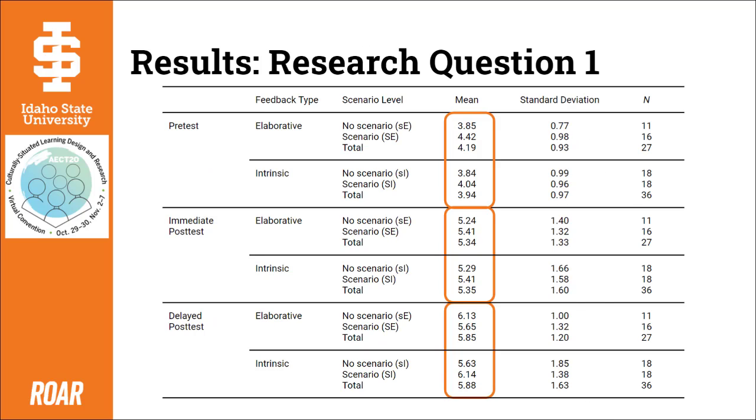Here are the results of the 4 treatment groups for research question 1, which was participants' content acquisition and cell count accuracy over time. The data were analyzed with and without 3 outliers identified in SPSS, and both analyses yielded similar results. The actual statistical values are included in the notes for this slide, which will be made available with this recording. The knowledge test had a maximum score of 10 points. No statistically significant effects were observed for scenario level, present or not, or feedback type, elaborative or intrinsic, nor was an interaction effect observed for these 2 independent variables.